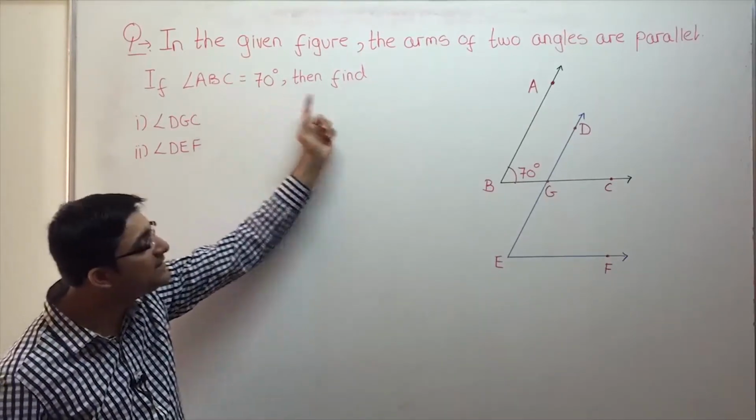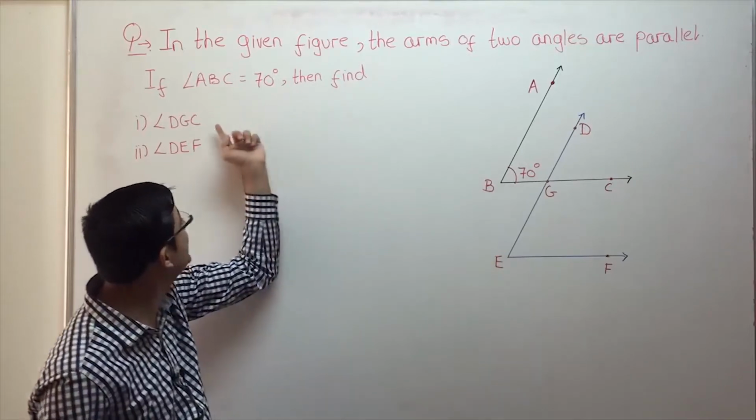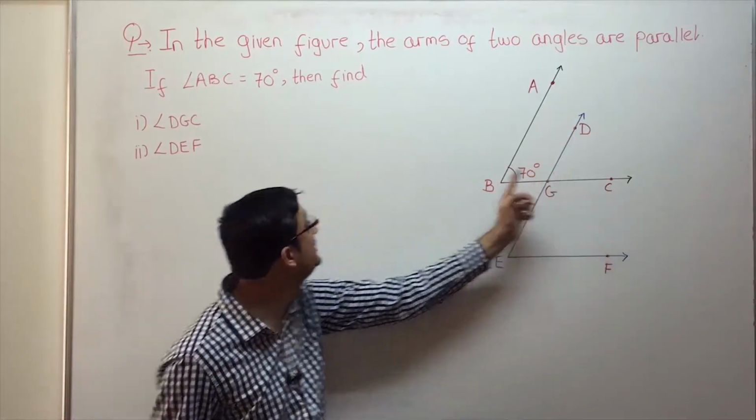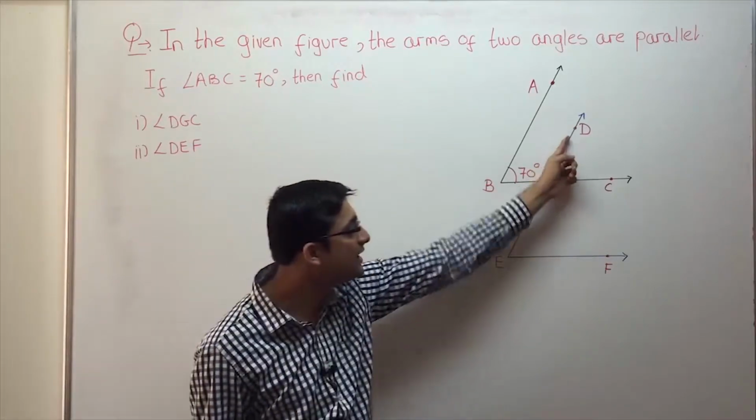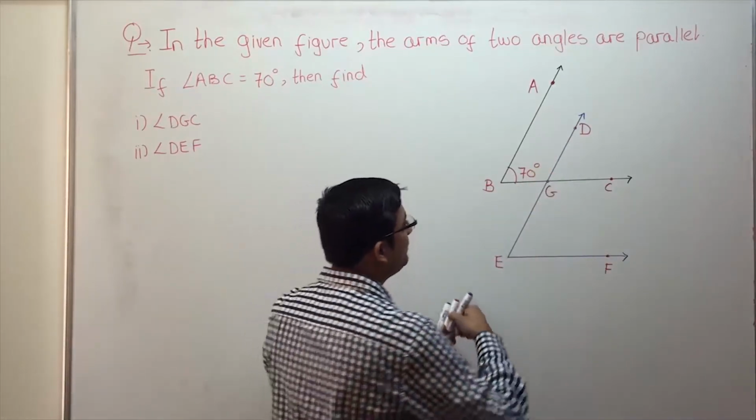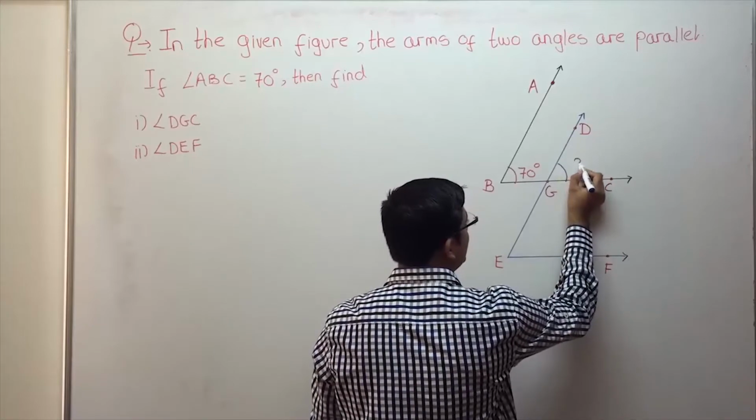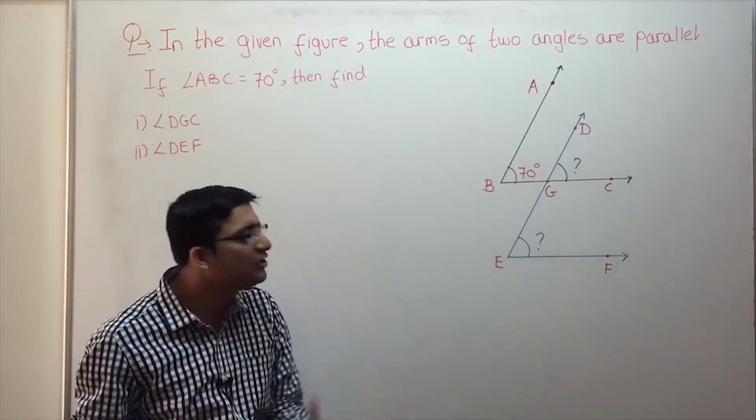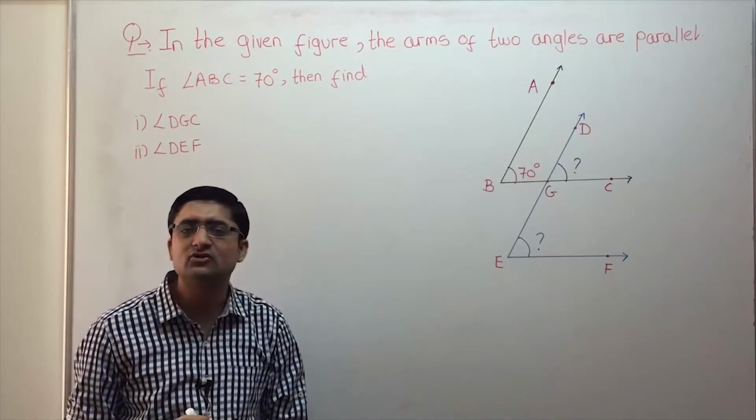If angle ABC is 70 degrees, then find angle DGC and angle DEF. So we have to find this angle over here and angle DEF. Let me mark the angles we have to find. So we have to find this angle over here and this angle over here, right? I hope the question is clear. So how do we go about solving this question?